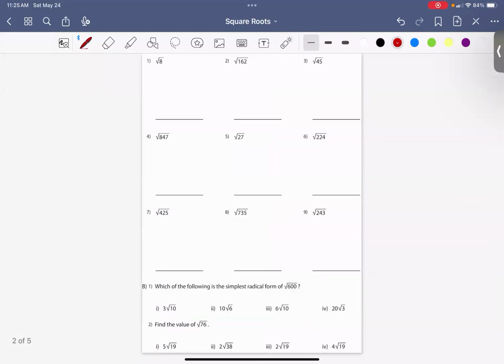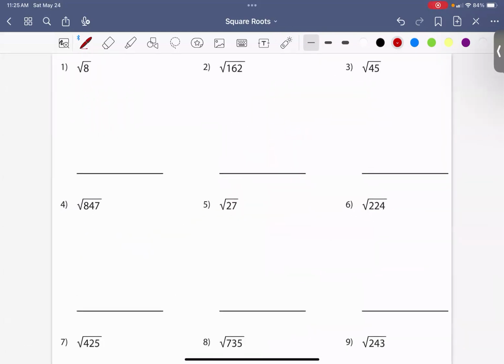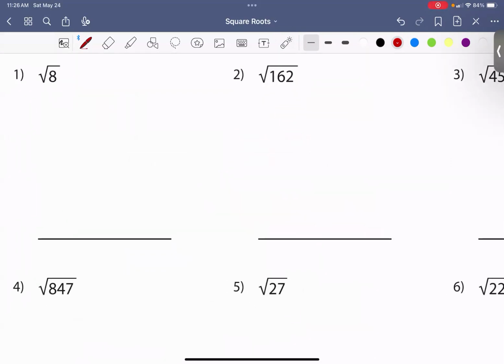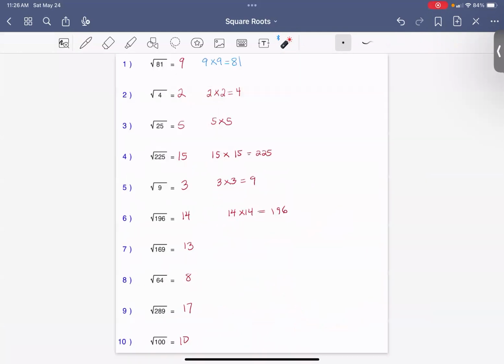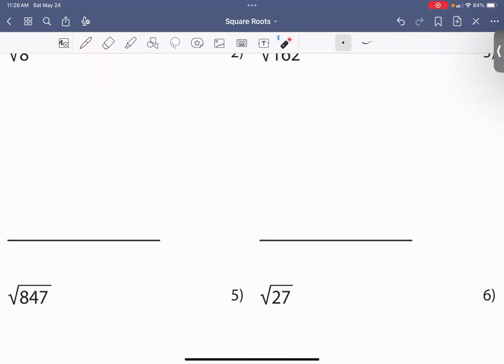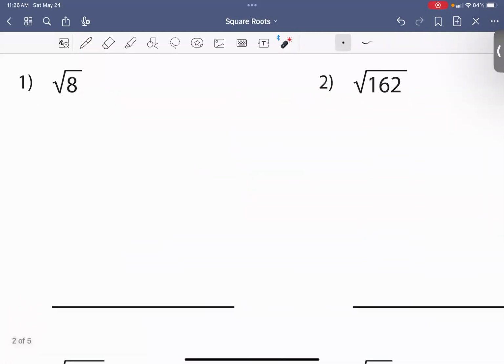Now, we're going to look at square roots that are not perfect squares. So these are done in a different way, but a similar concept. So if we have the square root of 8, the first thing I have to do is determine which perfect square from this page can go into 8.